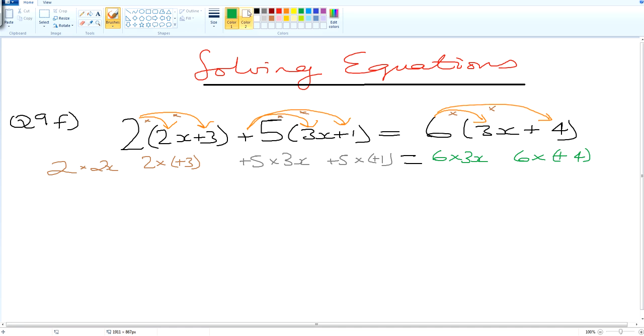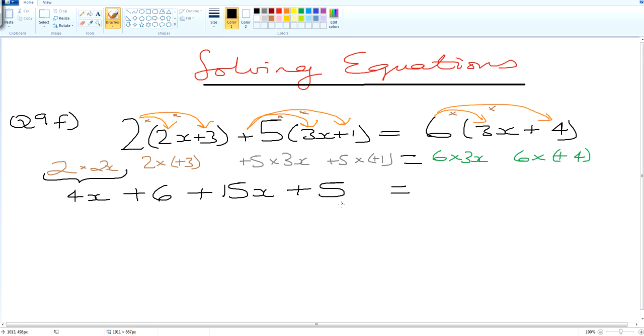So let's have a look at what we got over here. You have 2 times 2x. That will give us a nice straightforward 4x. 2 times plus 3, emphasis on the plus, will give us plus 6. So that plus 3 helps us to form our answer and gives us a sign in between these two. Next, plus 5 times 3x will give us, again, plus 15x. Okay, the next one, plus 5 times 1 will give us plus 5.